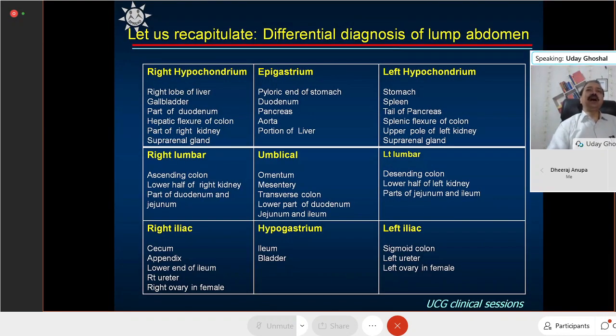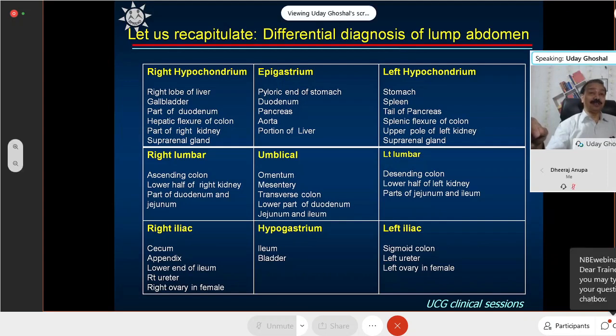Now let us recapitulate where all these lumps could be anatomically. So a right hypochondrium lump can be the right lobe of the liver, gallbladder, part of the duodenum, hepatic flexure of colon, part of the right kidney, suprarenal gland. Because what happens is sometimes people forget the suprarenal gland, sometimes people even forget the hepatic flexure.